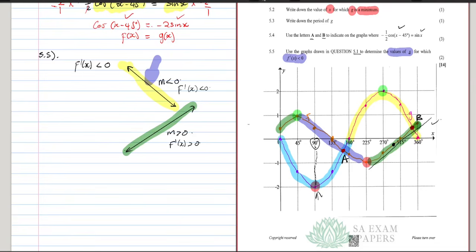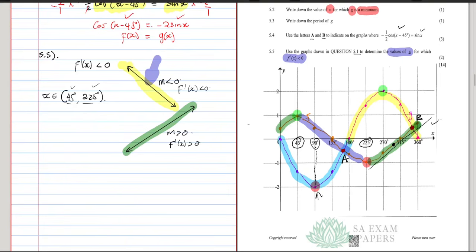Let me go back to writing mode. Okay, so it starts at 45 and ends where? At 225. So the answer for this is going to be x element of, we exclude the 45 and exclude the 225 as well. It starts at 45, but the 45 is excluded, and ends at 225, but that is excluded too.